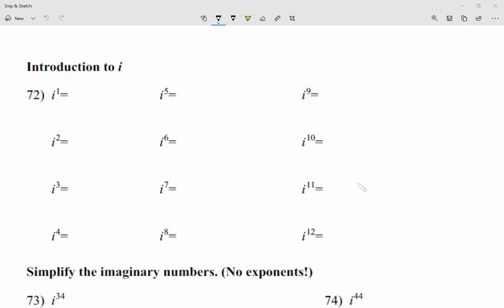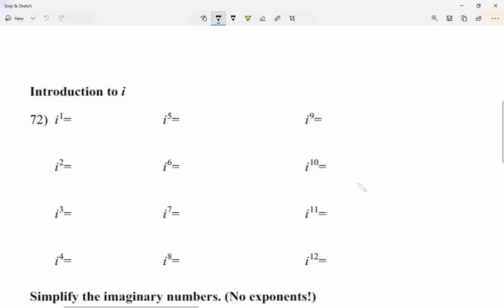Okay, for today, let me introduce you to the number i. It looks like a letter, but it's really a number. We call it the imaginary number. For imaginary, we're not that creative in math, so we just call it i. Now, why is i so important?